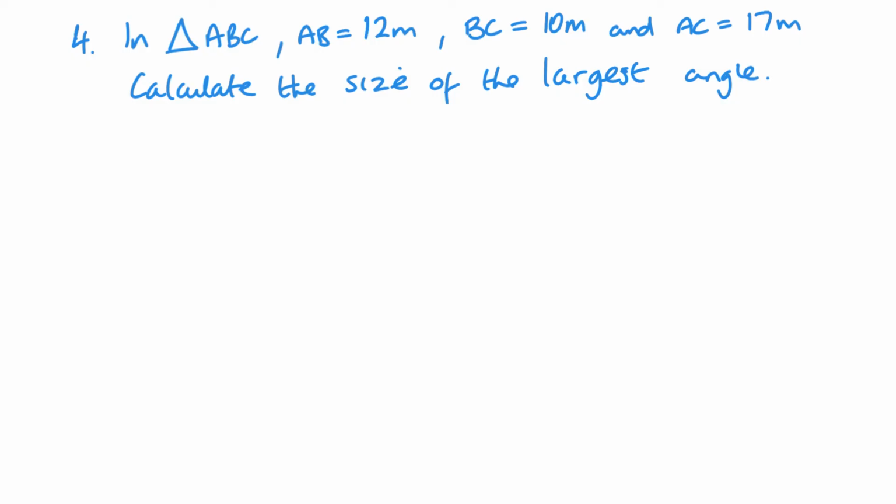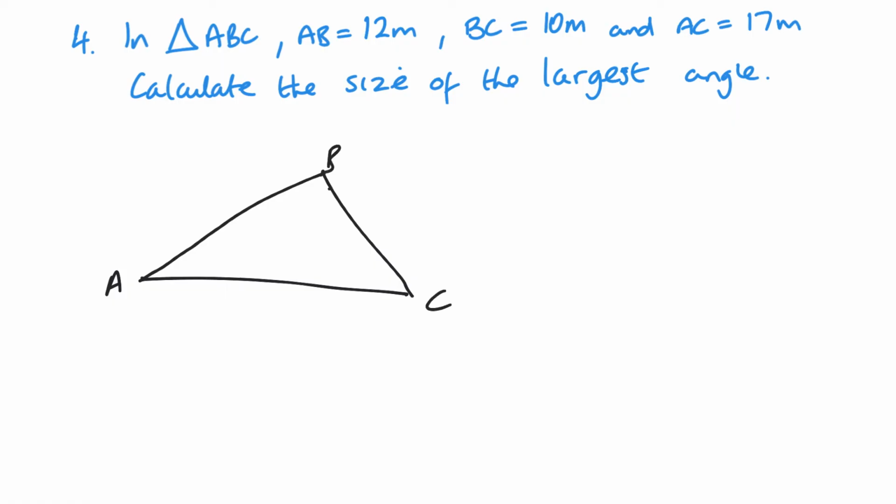Again, quick sketch. We got AB 12, BC, and then AC. So A, B, C. This one's 17. AB is 12. BC is 10. I'm going to label them first this time. Remember, just opposite the angles. We want the largest angle, so that's opposite the largest side. So it's this angle, angle B.